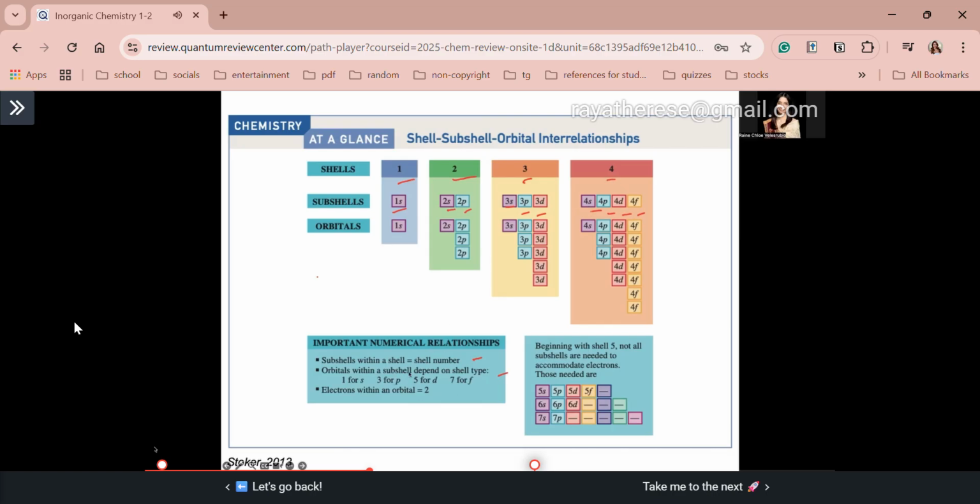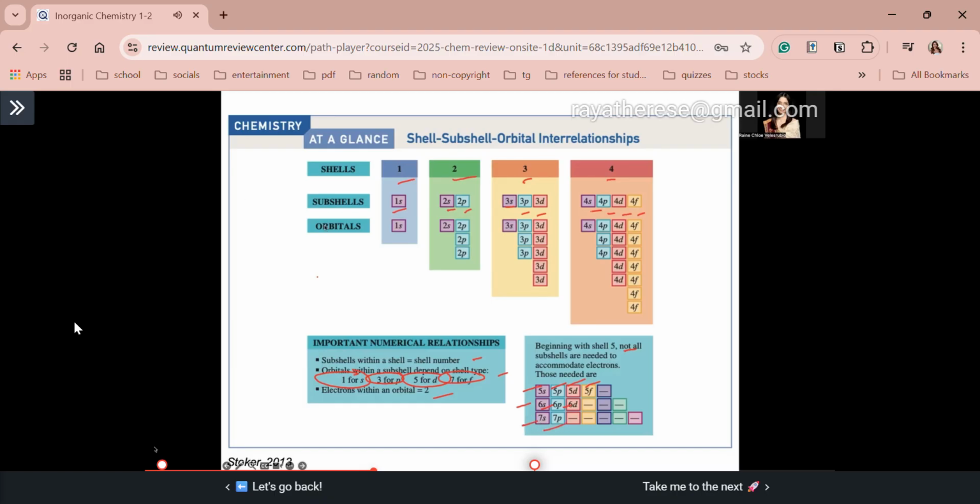Second, orbitals within a subshell depend on the orbital type. So we have 1 orbital for s, 3 for p orbital, 5 for d, and 7 for f. And guys, again, the electrons within an orbital must be 2. Take note that at n is equal to 5 and above, not all subshells are needed to accommodate electrons. Okay, for n is equal to 5, it can fill the 5s, 5p, and 5d, and 5f starts to fill within the actinides. Then for n is equal to 6, it fills the 6s, 6p, and sometimes 6d orbital. Lastly, for n is equal to 7, it fills the 7s and 7p orbitals.